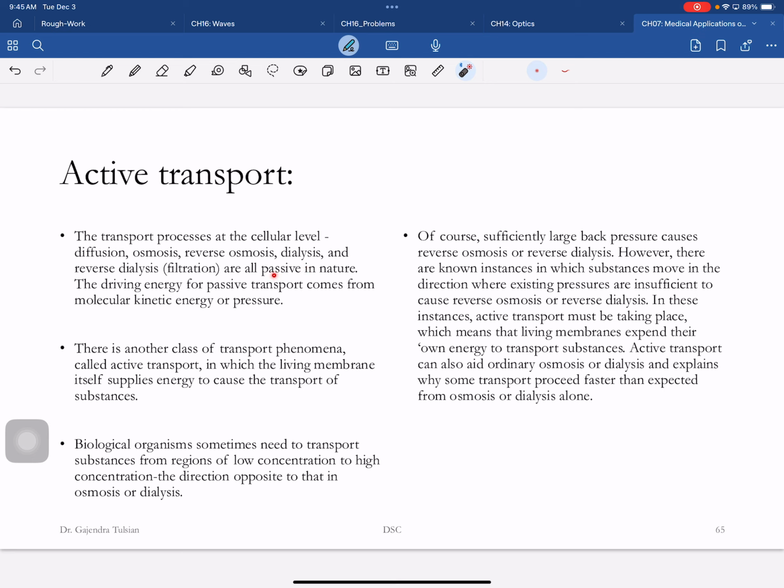So if movement happens because of concentration gradient or pressure, then it's a passive transport. Active transport is when you're using energy. So biological organisms sometimes need to transport some substances from region of lower concentration to higher concentration.